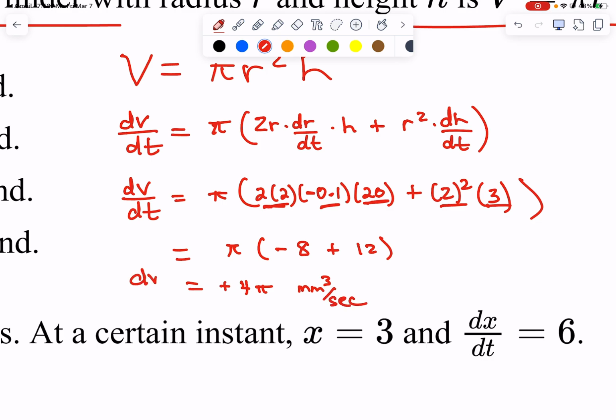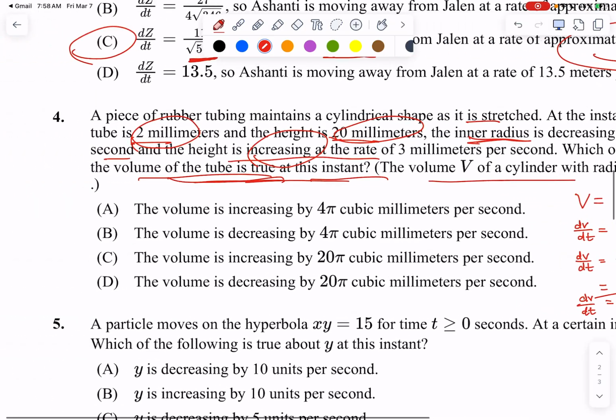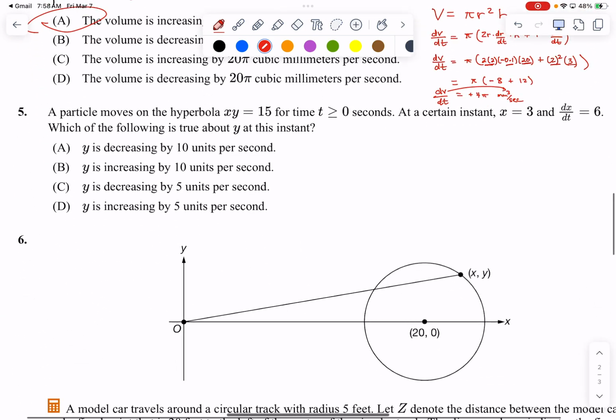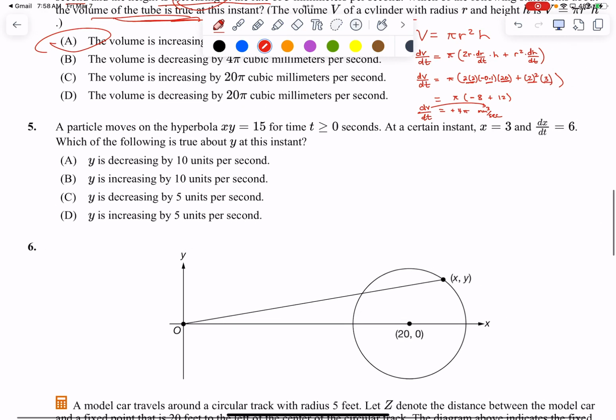I can always check my units at the very end. I know volume's always cubic units, area is always square units, and length is always just units. So then that answer has to be A. A lot of answer A's here. Okay. This one's going to be a pretty easy one again.